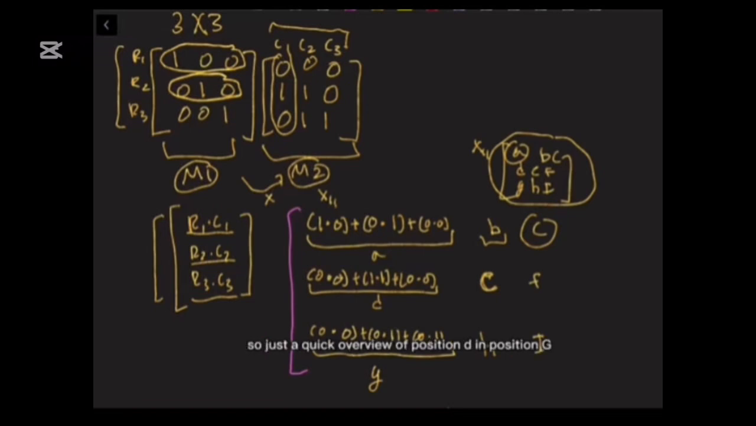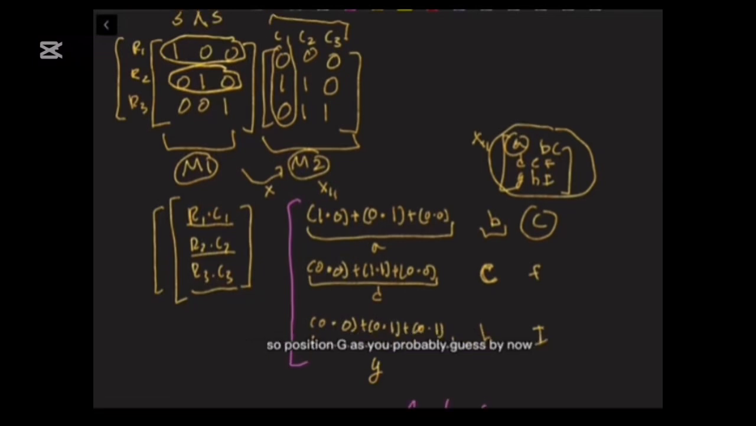Just a quick overview of position D and position G. Position D is row 2 times column 1, and each value in row 2 is multiplied by each value in column 1 and then added together. Same thing for position G. Position G, as you probably guessed by now, following the pattern, is multiplying row 3 times column 1. If you want to get, for example, position H and position I, you would multiply row 3 by column 2 and column 3, respectively.